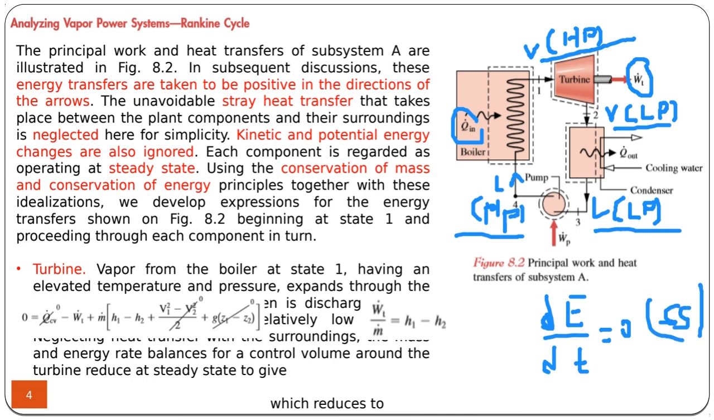Then we have heat interaction in the turbine. For the time being, we assume that the turbine is well insulated. It's an adiabatic turbine, so there is no heat interaction between the turbine and the surroundings. It's not losing heat, it's not gaining heat. It delivers energy, of course, so we have the work term here. Then the working fluid, because it's an open system, will have enthalpy, kinetic energy, and potential energy.